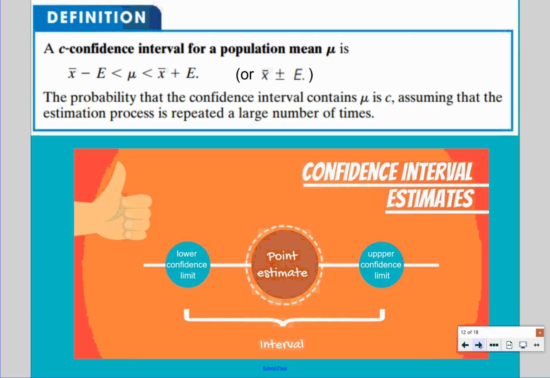The lower confidence limit is the smaller one, the one below your sample statistic, and the upper confidence limit is the higher one, the one above your sample statistic. Okay, so in general, we're really just doing X bar plus or minus E is the formula that we're using here.